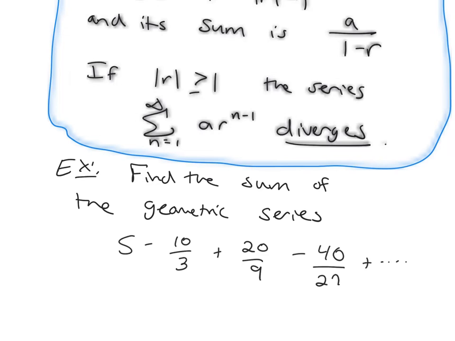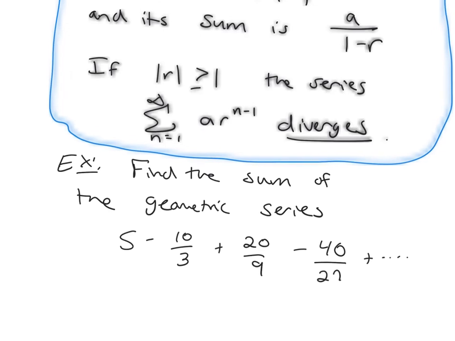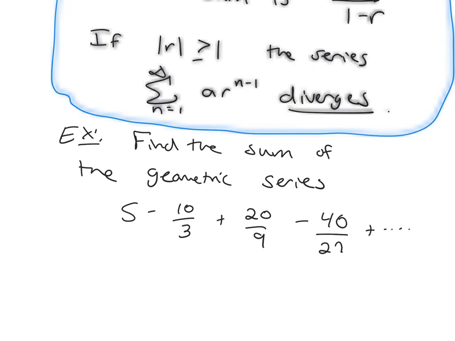This problem tells you you have a geometric series. It kind of already tells you that it converges because it says find its sum. You can only have a sum if the series converges. So it's already telling you that it converges. But let's make sure that we know why it converges.